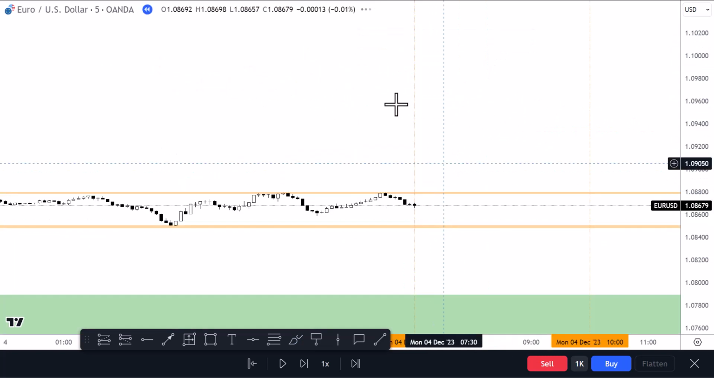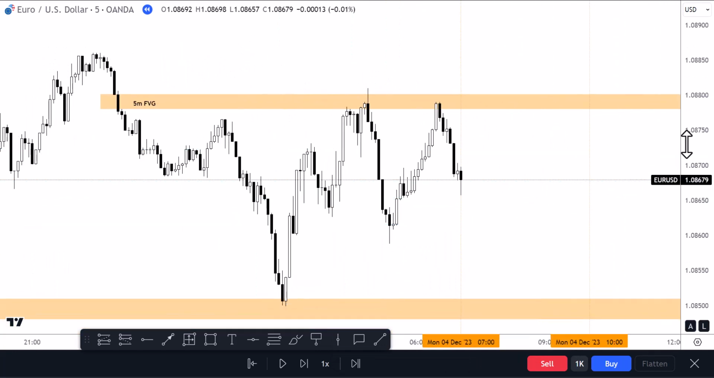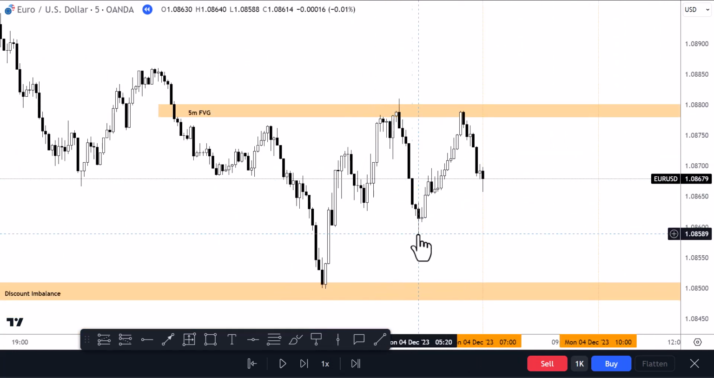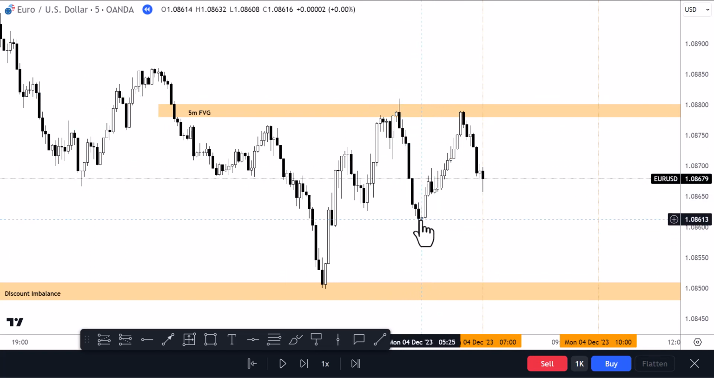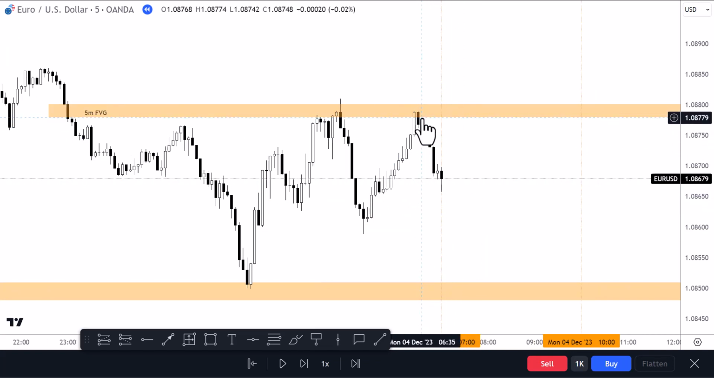Let's go back to the 5 minute. So now we're back here in the 5 minute. Now that we know that we have our narrative in place and we're looking only for shorts, we can see that this impulse move down in conjunction with this correction move gives us a balanced price range once again to continue to head the market lower.